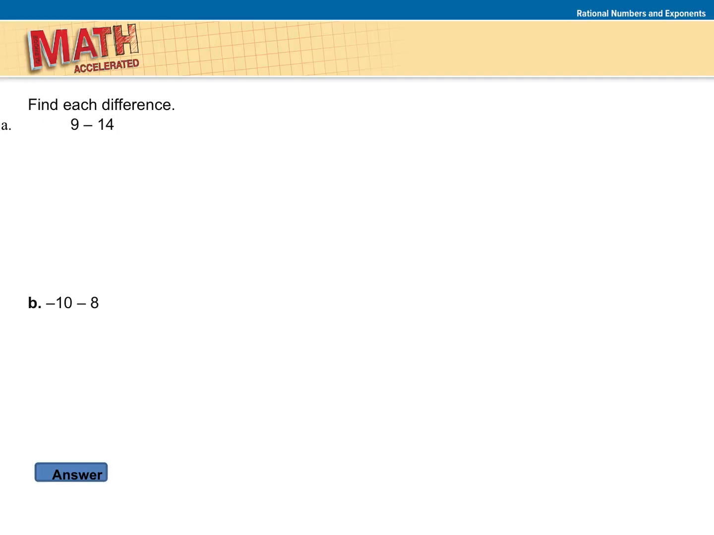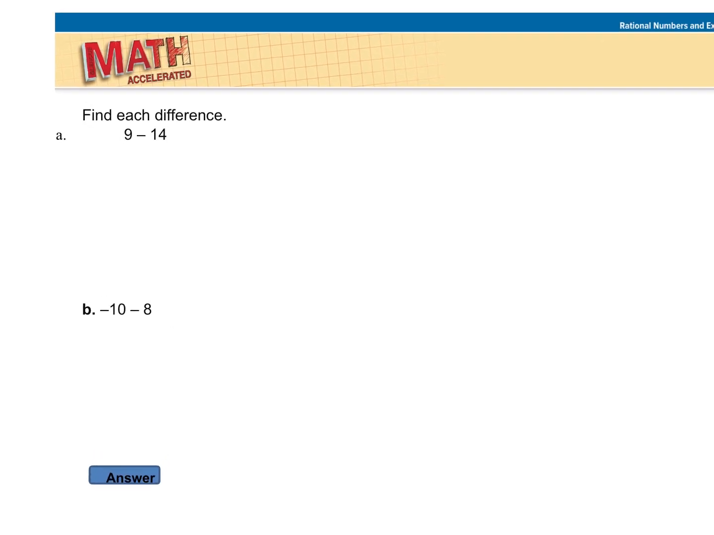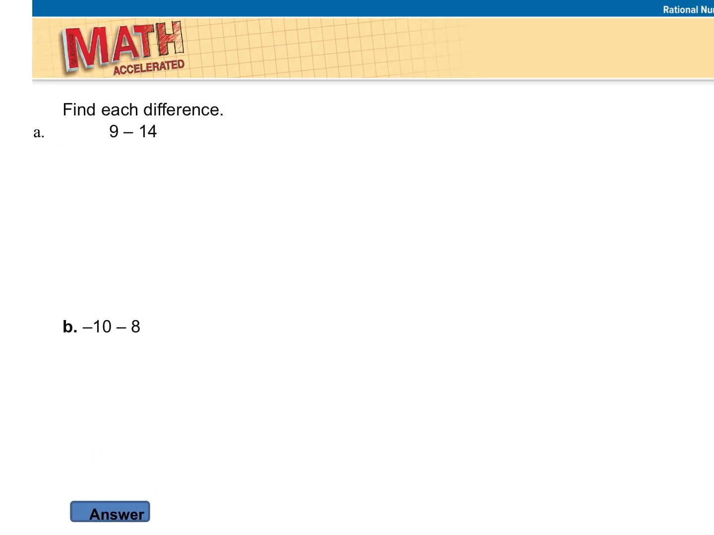Okay. Moving on to the next one. 9 minus 14. Keep, change, flip. Let's do it that way, since some of you know that way. So keep the first number, change the sign, flip the second number.